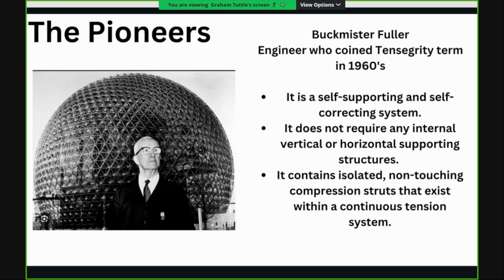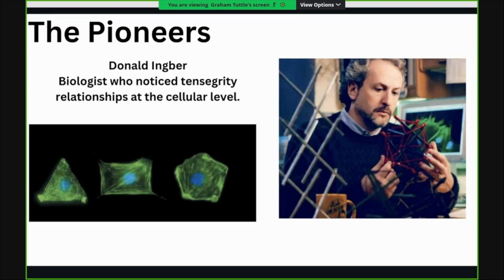It doesn't connect, and so the one thing with tensegrity was fine, but it started off looking at things in the body. That guy, Donald E. Ingber, he's a biologist. He noticed tensegrity relationships at the cellular level. So this is just the 3D models, but the cells come in many, many different shapes. Generally you have a nucleus, you have organelles, you have different compartments of the cell, you have a cell wall, you have a cytoplasm.